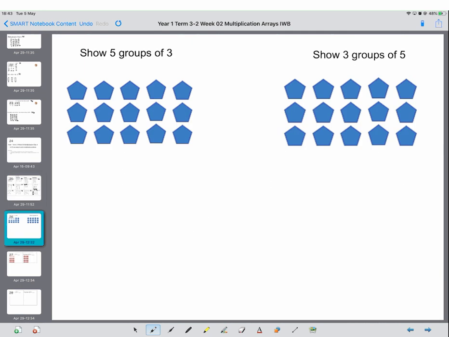So your first challenge is to show 5 groups of 3 and 3 groups of 5. So have a go at both of those, and when you've finished, I'll show you what I think.